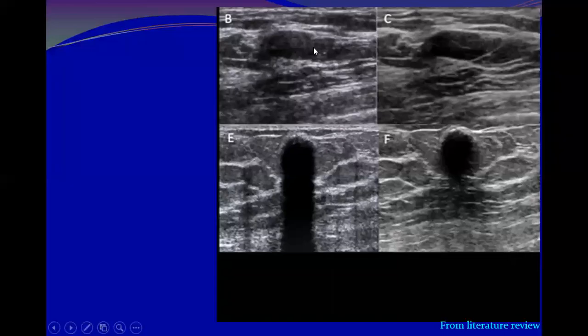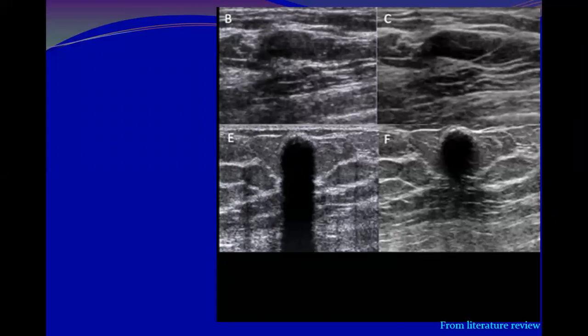These are two examples. Look at this lesion here and the lesion here. And look at this lesion and see it here. Which one is with spatial compounding and which one is without? Huh? Which image is with spatial compounding? Image C and F are with spatial compounding. Okay. Which one? Image C and image F. Excellent. Why?